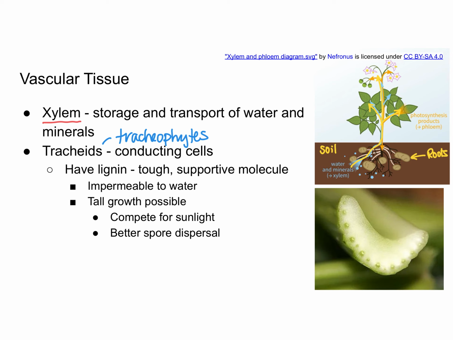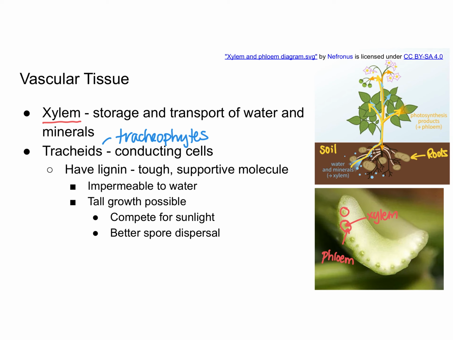On this picture of a cut celery stalk, you can see these vascular bundles here. In the middle of the vascular bundle is where the xylem are. And then the surrounding tubes are the phloem.